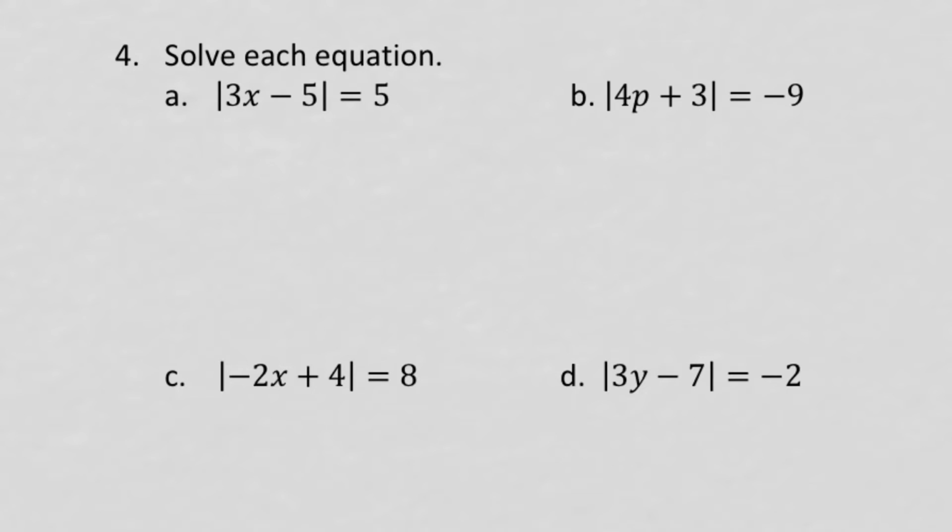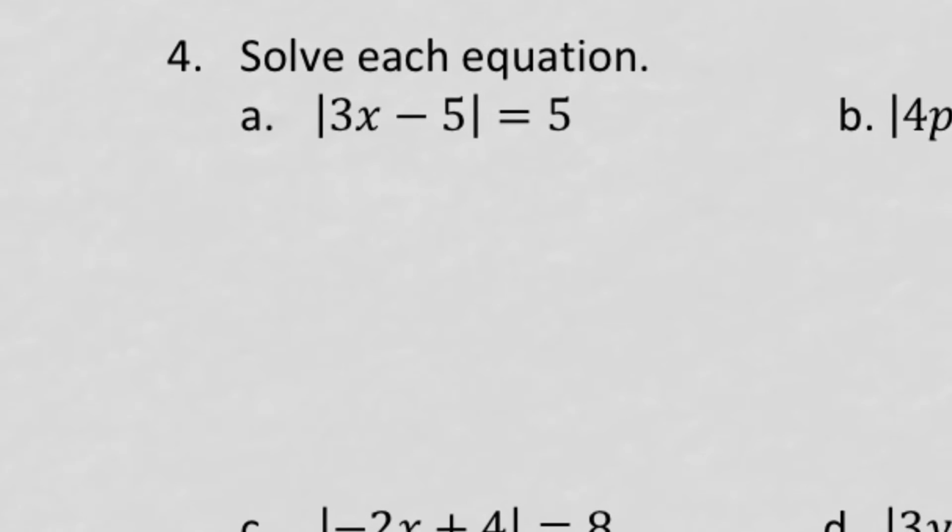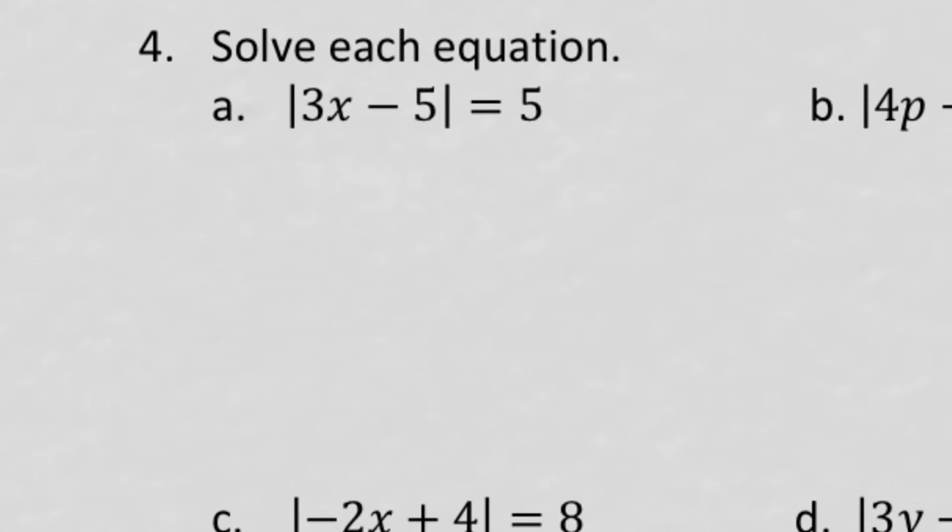Right, number 4, solve each equation. Absolute value of 3x minus 5 equals 5 is the first one. Let's get started. We did a lot of these actually in class last week, so you guys are pretty familiar with these, okay? Absolute value equations, the steps are to solve it twice. Basically, right away, if you see that the absolute value is isolated, which it is in this case, you'd write 2 equations using the numbers that are given to you.